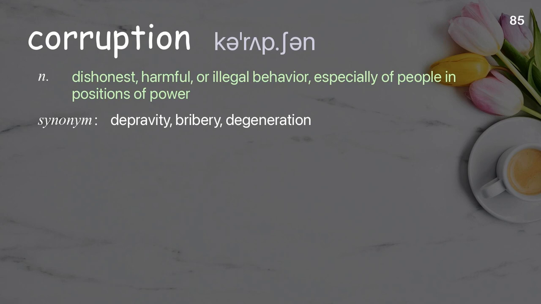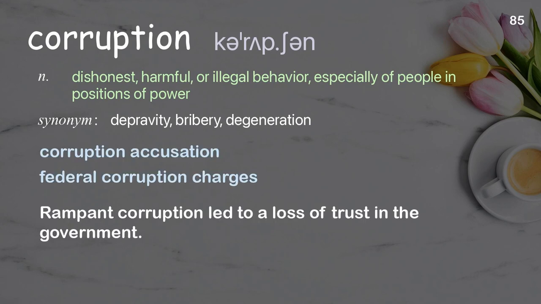Corruption. Dishonest, harmful, or illegal behavior, especially of people in positions of power. Examples. Corruption accusation. Federal corruption charges. Rampant corruption led to a loss of trust in the government.